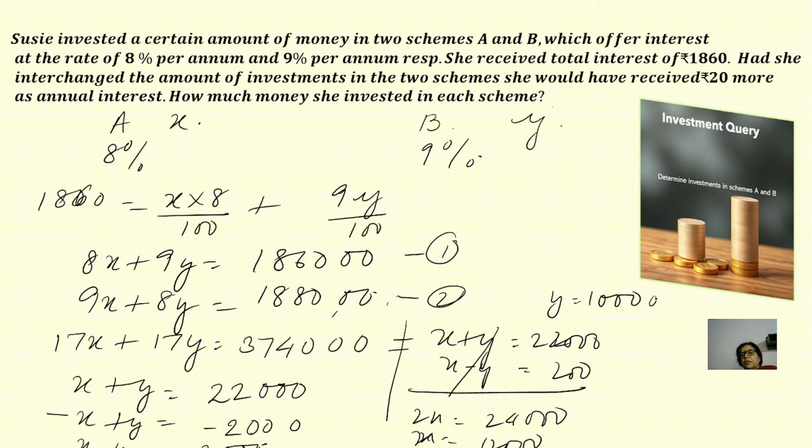So these are the investments in the two different schemes by this girl, Susie. Here it is very clear that these are the interest, this is not the amount. So we use the simple interest formula: I is equal to PTR by 100. It is annual interest, so time is 1, principal is x, rate is 8%. So this way we get 8x by 100.